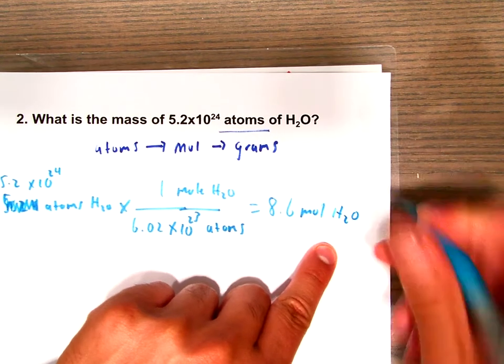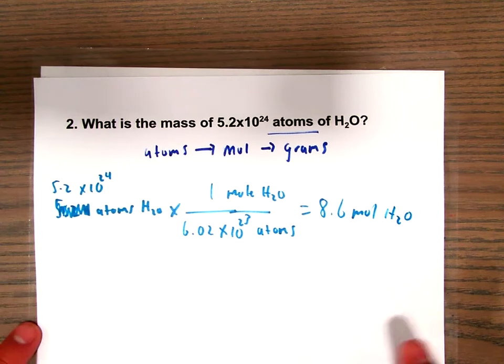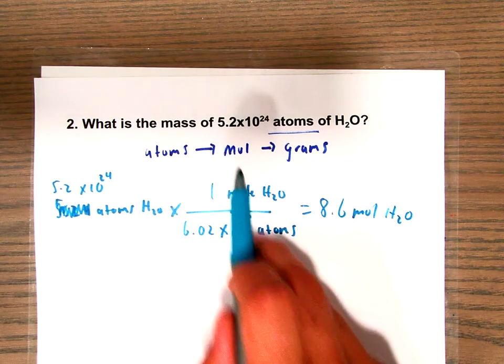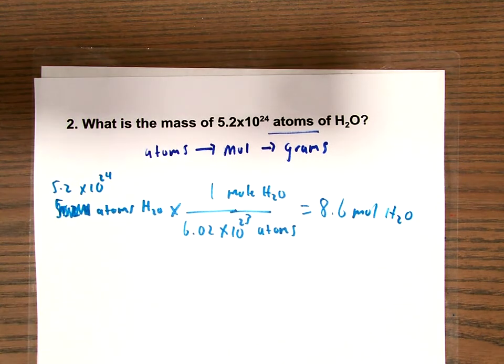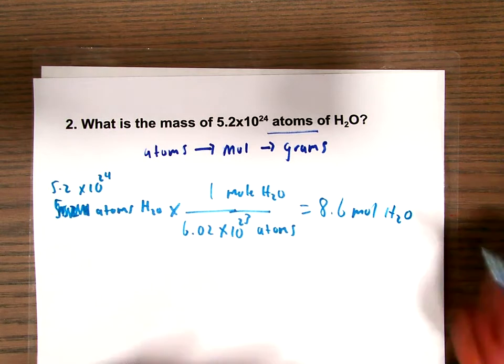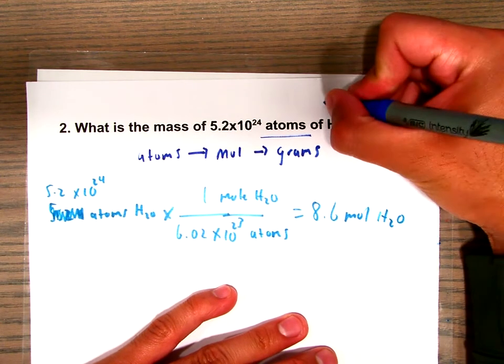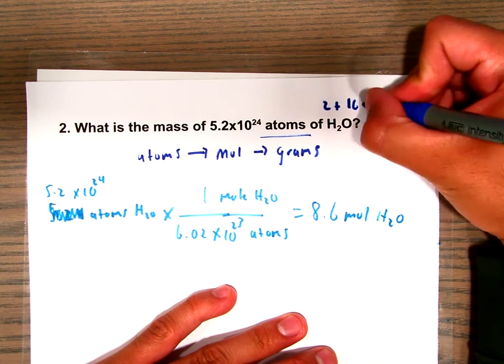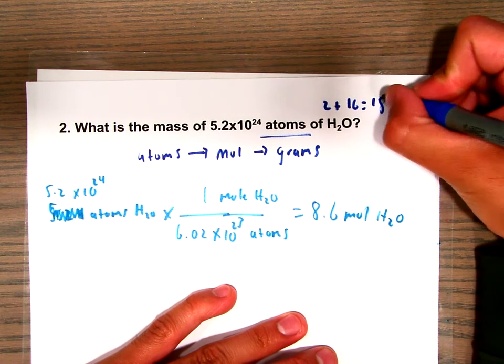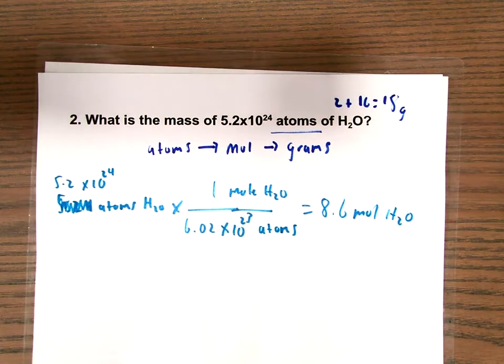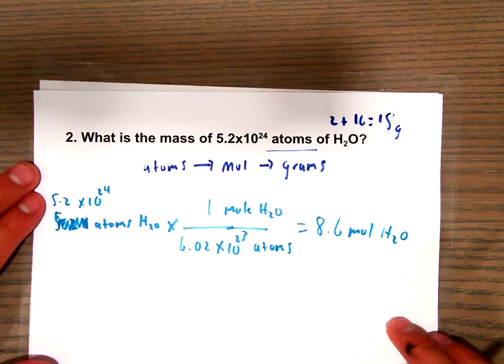Then the last step is simply what we've done before. We're turning those moles into grams using the molar mass of H2O. Well, the molar mass of H2O is, the hydrogen is going to be 2, right, because each one is 1, and oxygen has a mass of 16, so this has a mass of 18 grams.